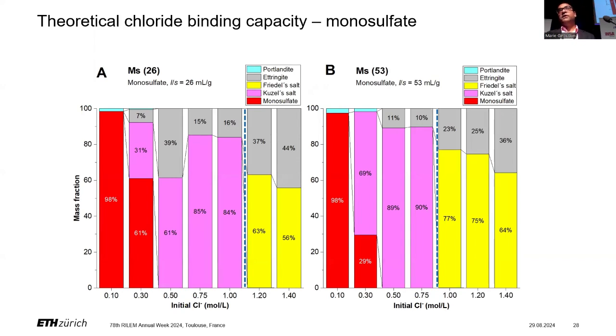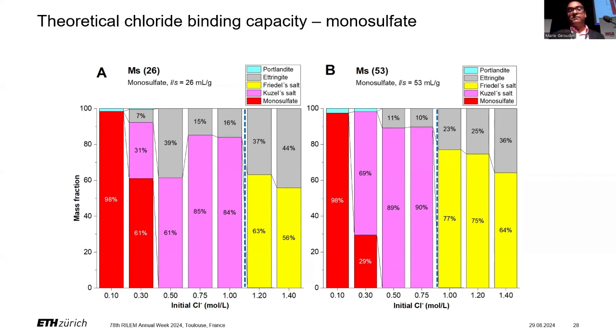Now we tried to compare this with what one would achieve with thermodynamic modeling, looking at the theoretical binding capacity. So in the case of monosulfate, what we found was that the entirety of chloride is bound in the form of Friedel salt at roughly 1 mole per liter of free chloride concentration.